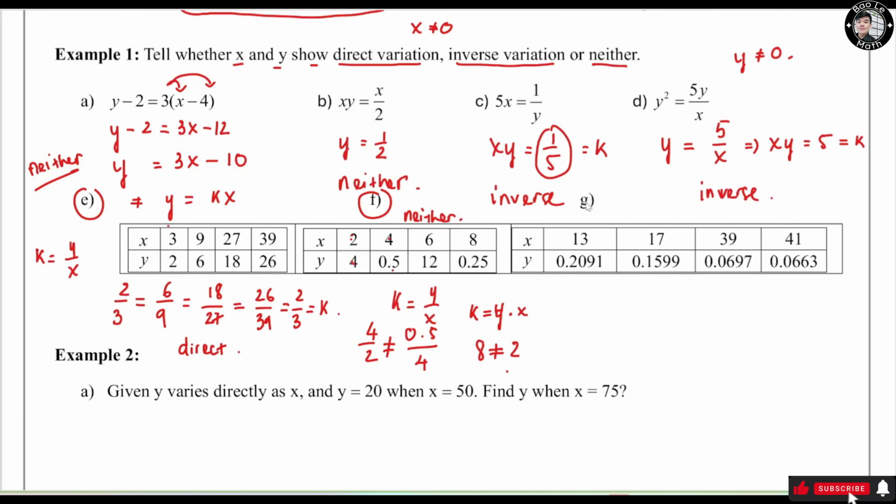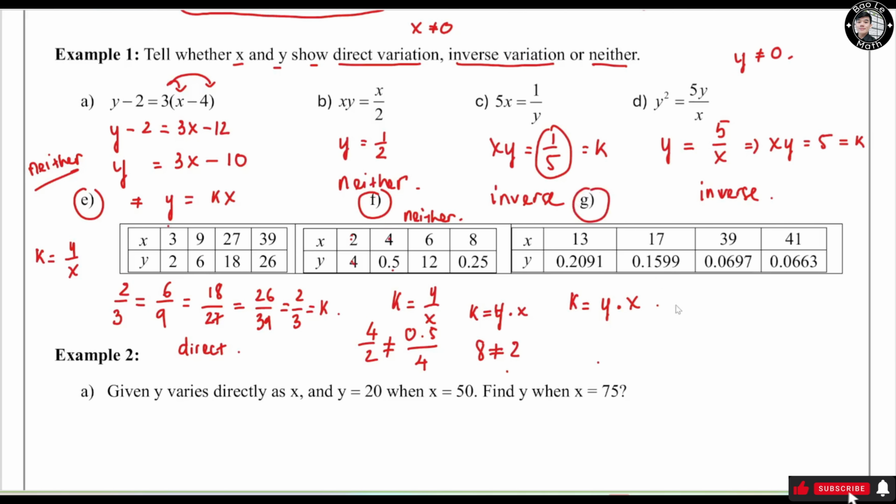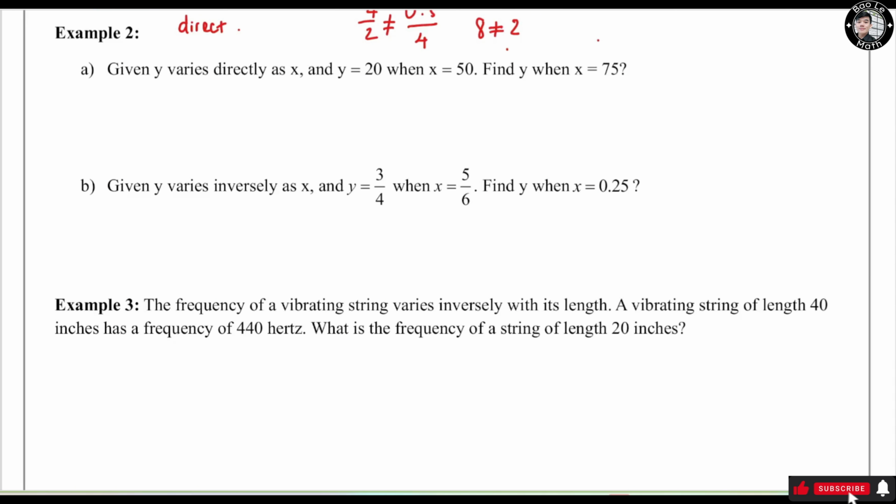Now question G. We're going to check to see if k equals y times x. They are the same constant of inverse proportionality, so the third table is inverse variation. Now let's move on to example number 2.